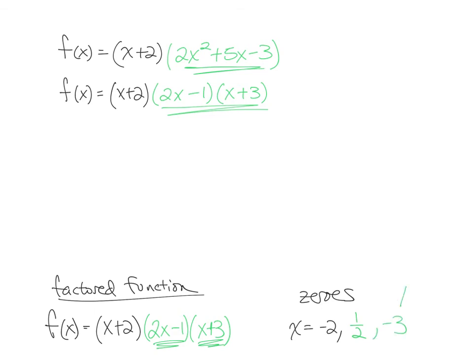Guess what? All these zeros have multiplicity of 1. So I'm just kind of leaving that there for right now, but they all have multiplicity 1. You can see that right here from all of these exponents. So that means these would all cross the x-axis, yeah? Remember doing all that? All right, let's look at the next example.